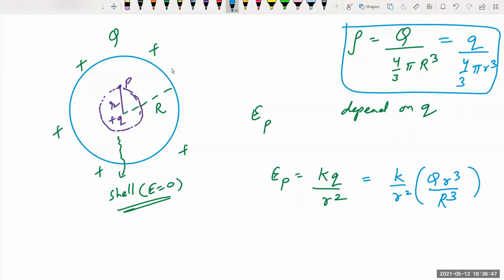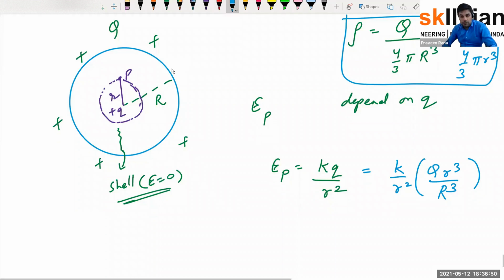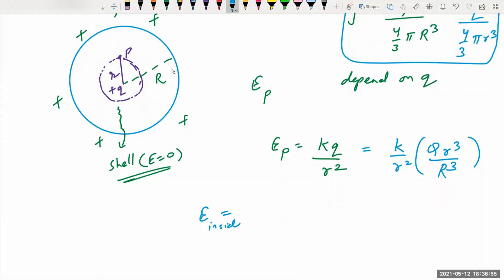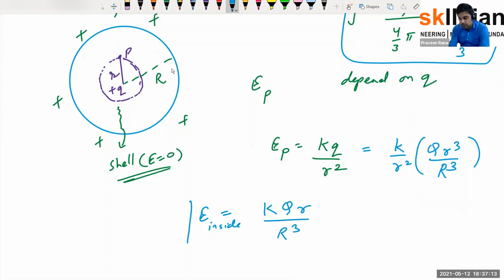Okay, no problem. So what's the value of electric field inside? Just 1 minute, I'll try to find it. It'll be K Q r over R cubed. Exactly, right, this one.